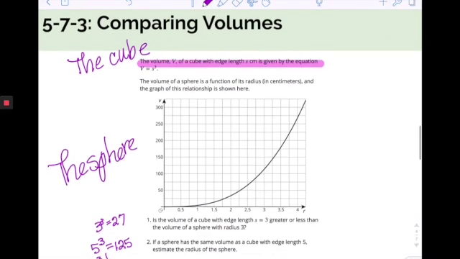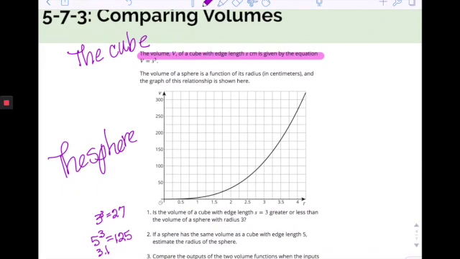And now we're going to compare the outputs of the two volume functions when the inputs are 2. For the cube, of course, we'll have 2 cubed, which equals 8. And for the sphere, if we look when the input on the horizontal axis is 2, that's at about 35. So the sphere's volume is about 35 cubic centimeters. Okay?